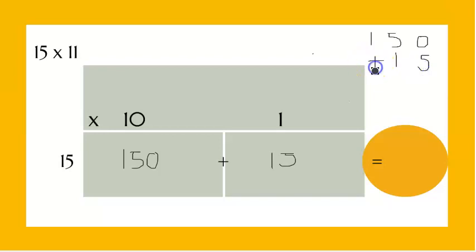Add it up here. I'll put my addition sign outside, beside here. Then I'll add up. 0 plus 5 is 5. 5 plus 1 is 6. 1 plus nothing is 1. So I have 165 as my answer. Okay.